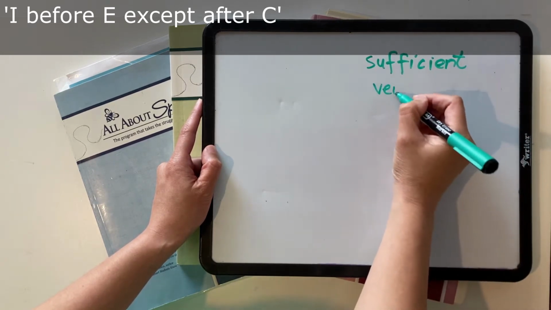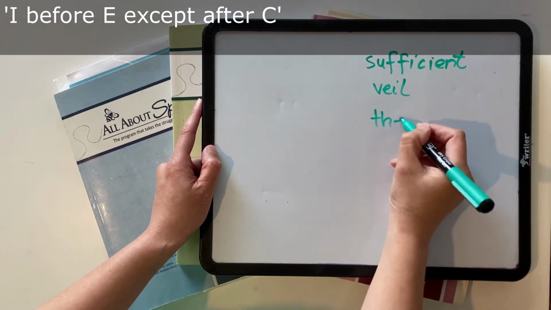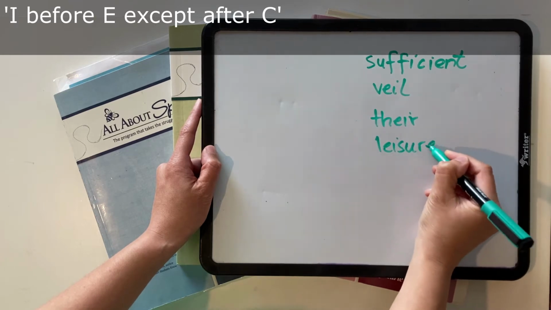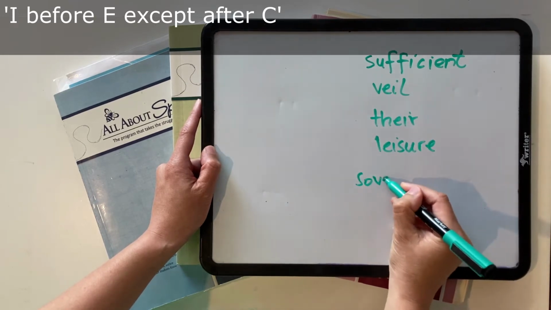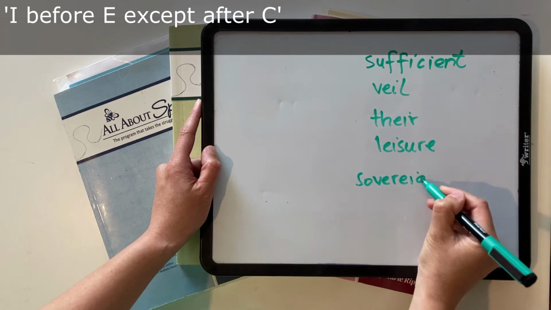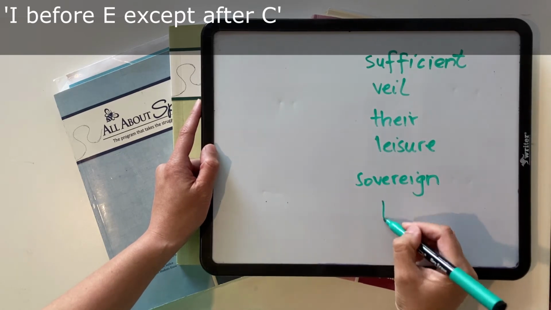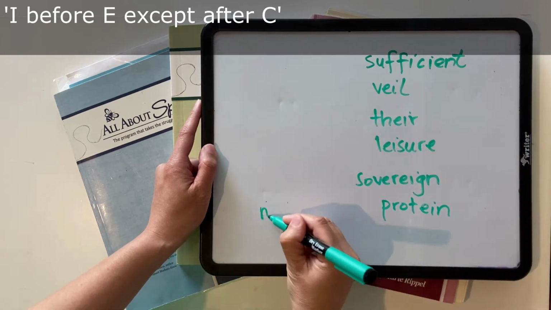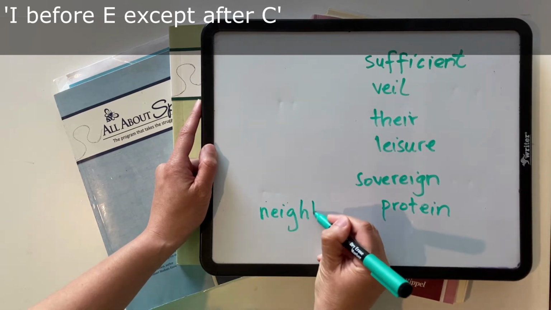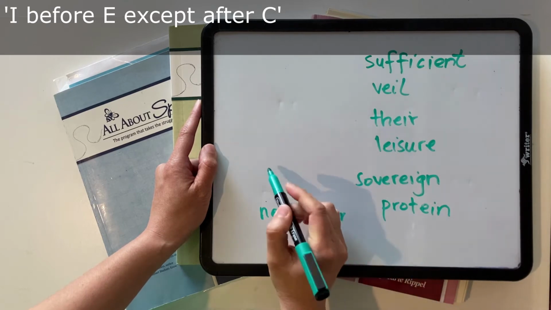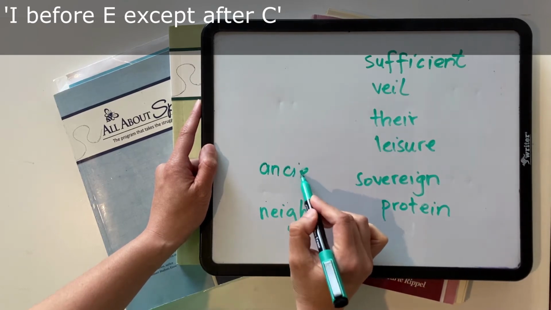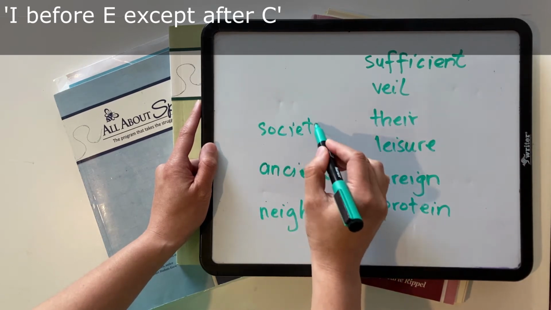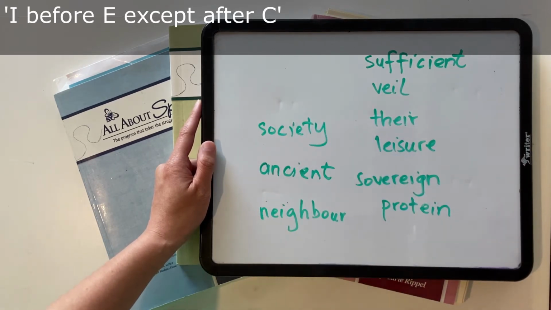Sufficient, veil, there, leisure, sovereign, protein, neighbor, ancient, society, and many more.